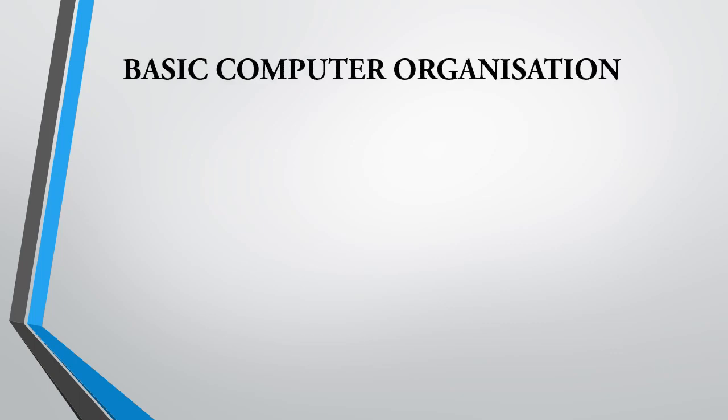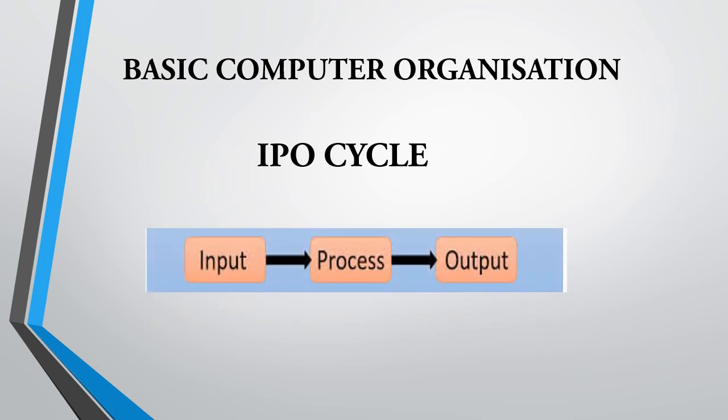And here is the next heading, that is basic computer organization. In this subtopic we are going to learn about the input unit, output unit, and central processing unit and some more. Today we will be covering these three topics, these three headings only.